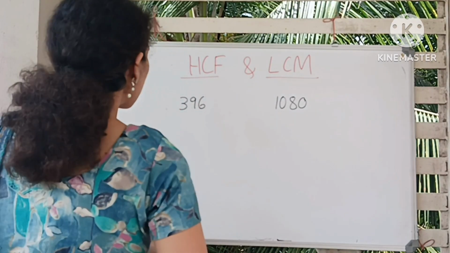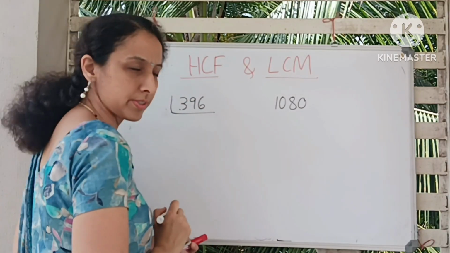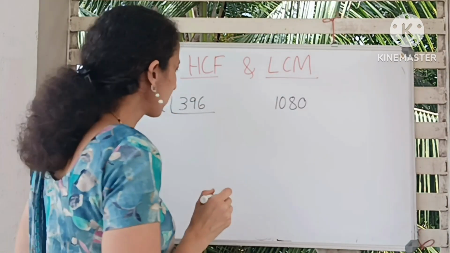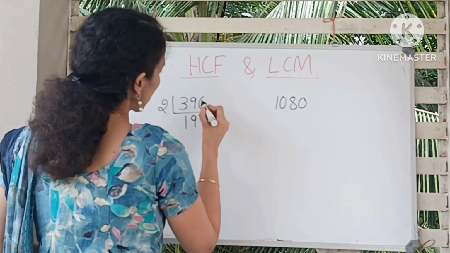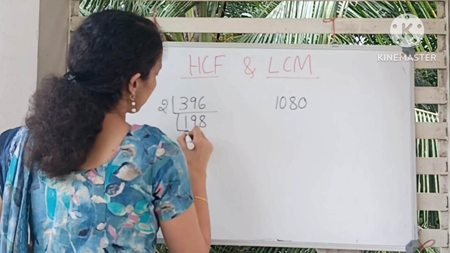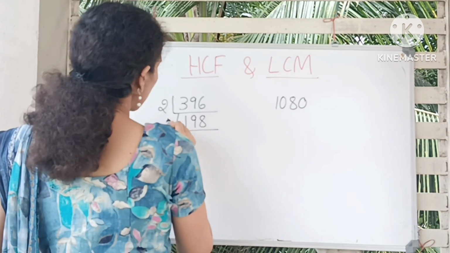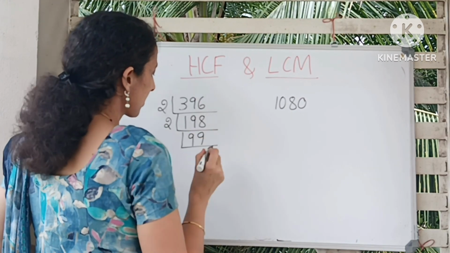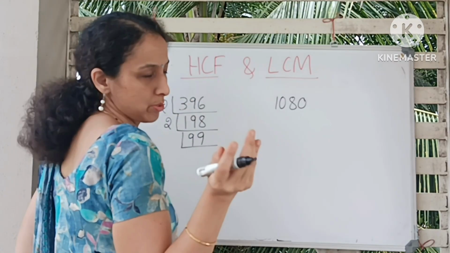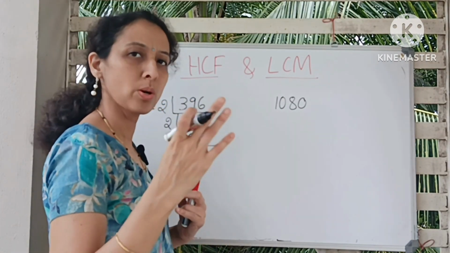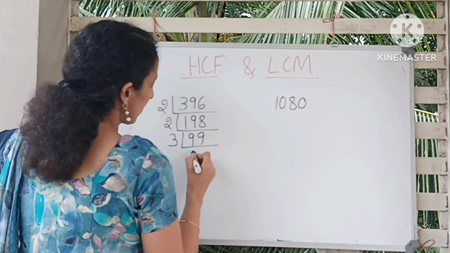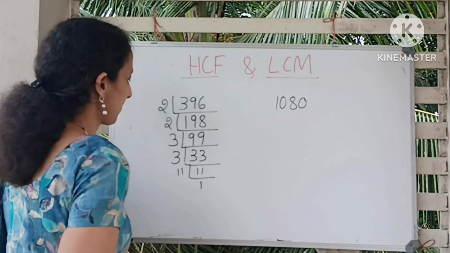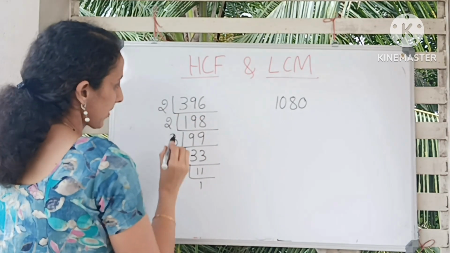Let us try to see the prime factors of 396. We see that this is an even number, so let me start with the smallest prime number, that is 2. 2 1s are 2, 2 9s are 18 and 2 8s are 16. And again this is an even number, so we can divide by 2. 2 9s are 18, 2 9s are 18. This is divisible by 11, but let me see first if it is divisible by 3, because I would like to go from the smallest to the largest. So 3, 3 3s are 9, 3 11s are 33, 11 1s are 11. Here we found the prime factors of 396.